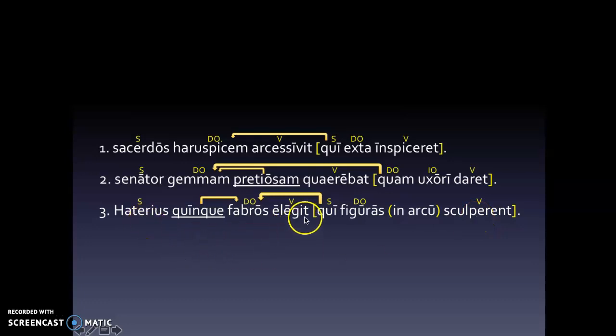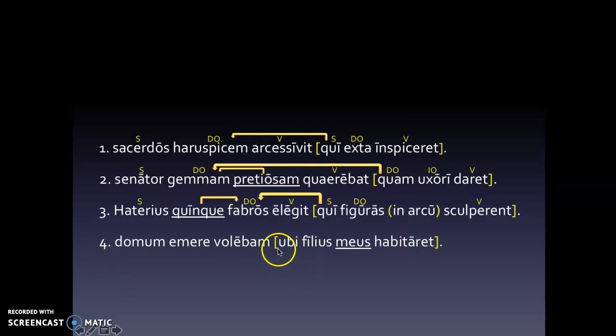So Haterius hired 5 craftsmen who would sculpt figures on the arch. Or you could say to sculpt figures on the arch. But this does not say Haterius hired 5 craftsmen who sculpted the figures on the arch. As far as we know, the sculpting never actually took place, or maybe it hasn't yet taken place. The only thing we know for sure, the only indicative we have here, is the hiring. All we know is that Haterius hired 5 craftsmen. The reason why he hired them is so that they could do some sculpting.